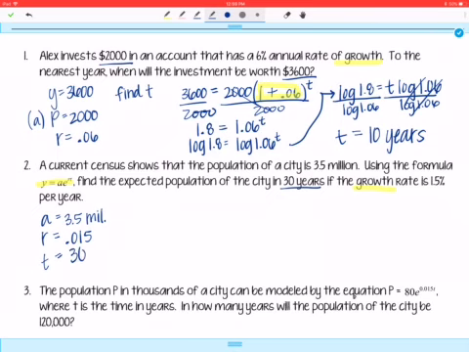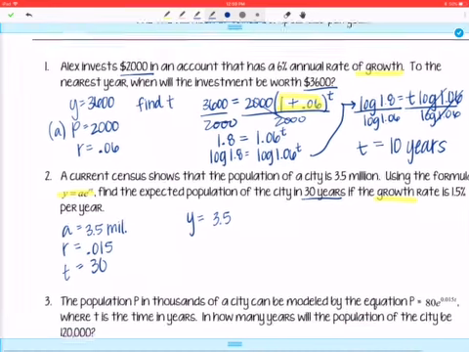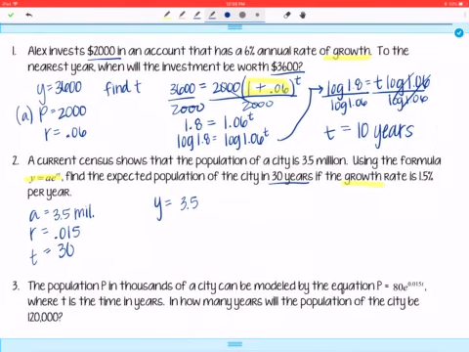Okay, now in this case, if they're telling me to use y equals a times e to the rt, then that's what I'll use. So 3.5, now I'm not going to write out million. You just need to know that your final answer would be in millions. So 3.5 times e raised to the rate times time. All right, I'm coming out that it's about 5.5-ish if you round. So that would be 5.5 million.